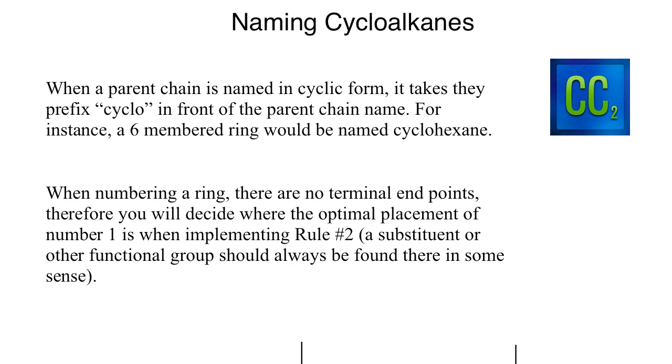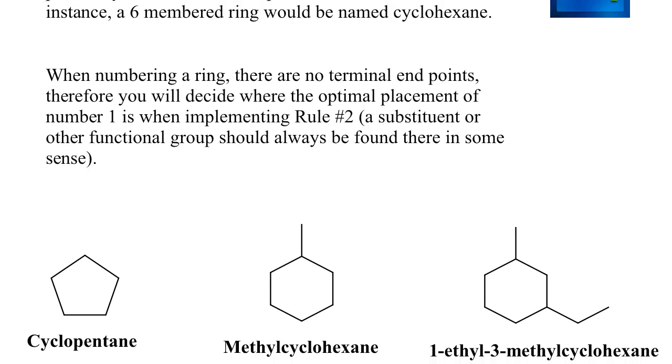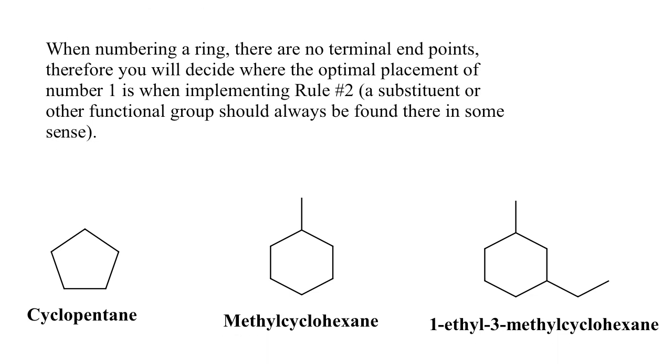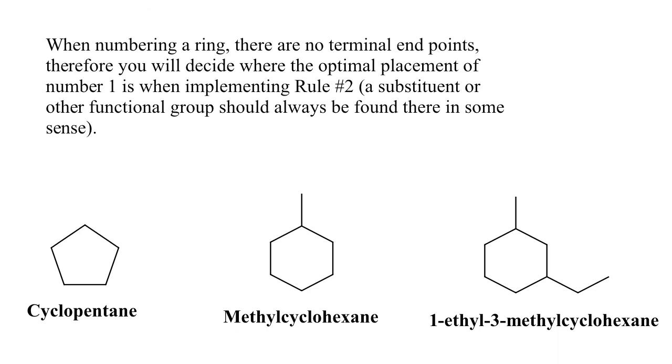So a substituent or another functional group essentially should always be found in some position 1, right? Because we want to give the lowest possible number. If I can pick any position and start it as position 1, I ideally would be starting my position 1 at one of the substituents, because Rule 2 says I give the lowest possible number to all substituents, so 1 would be the lowest possible number. So let's take a look at a couple of predetermined examples that we're going to work through.